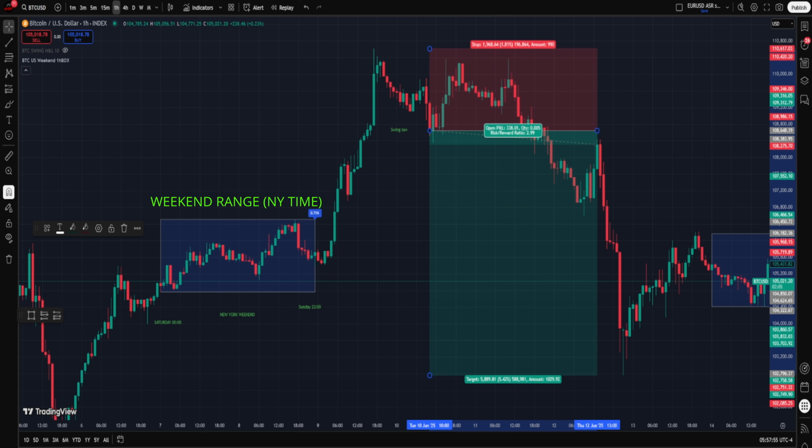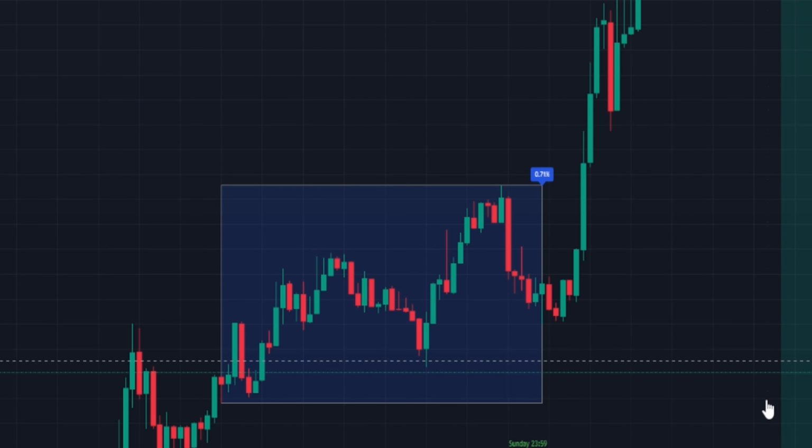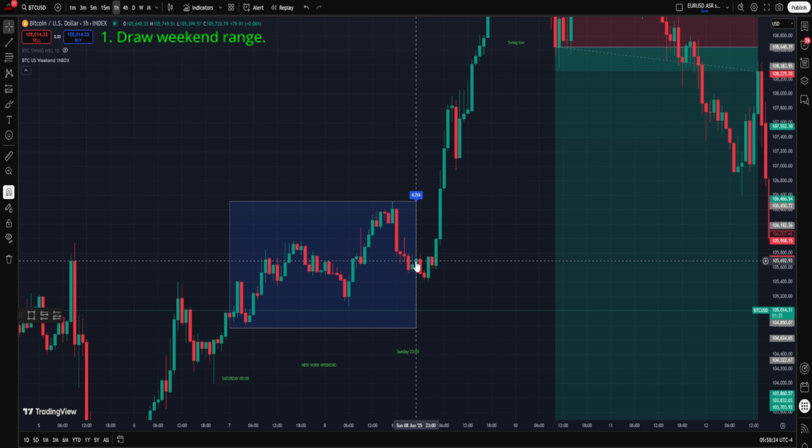First, let's draw the weekend range box. This is super important. It sets the stage for everything else. The range starts on Saturday 00:00 New York time and ends on Sunday 23:59 New York time. That means the last H1 candle on Sunday is the one from 23:00 to 0:00, and that candle is included in the range. So you're taking the highest high and lowest low from this time window. That's your weekend box. Draw it across the chart into the upcoming week.